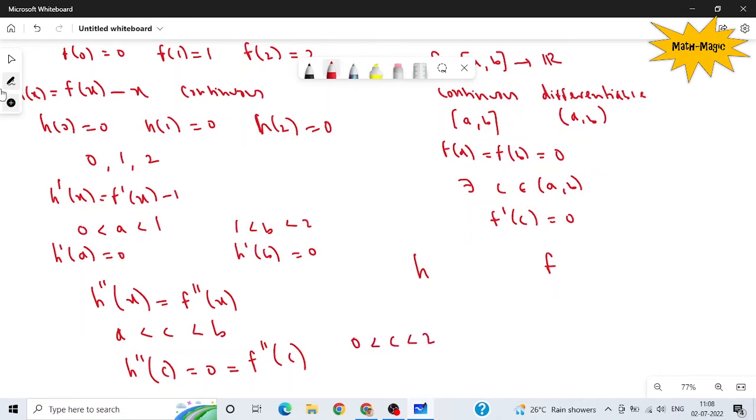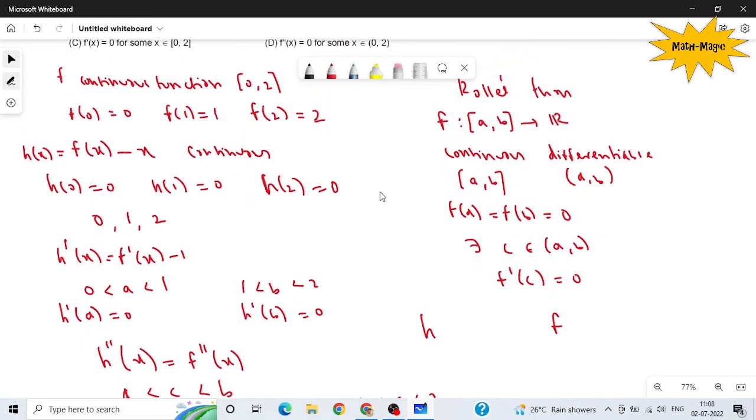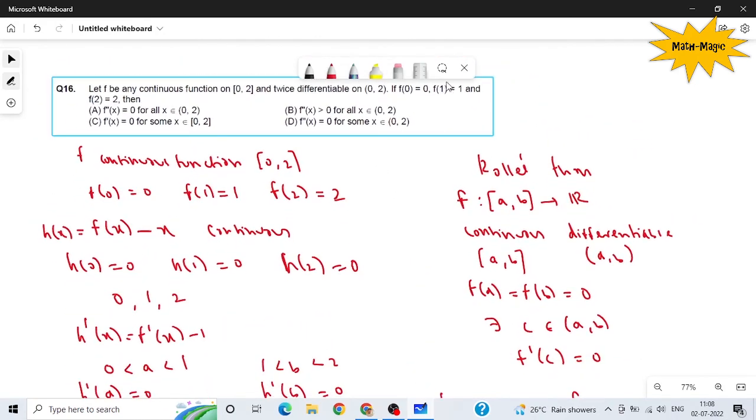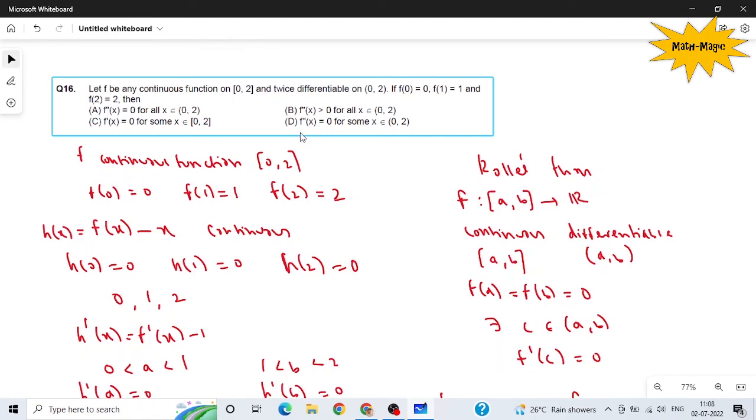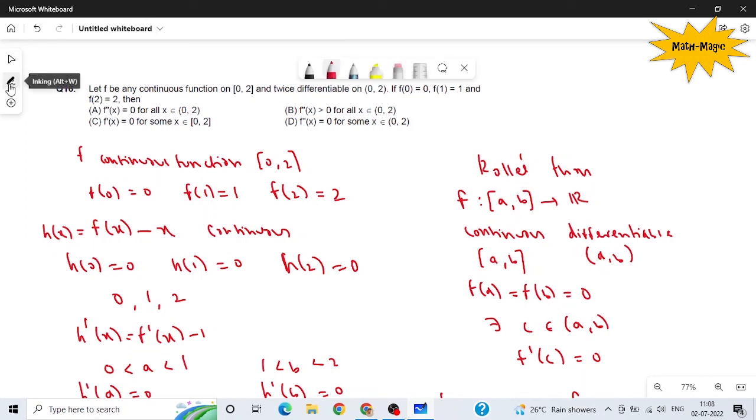Now let's see which option is correct. Option D is correct: f double dash of x is equal to 0 for some x in the open interval (0, 2). If you want to see why the other options are wrong, you can construct an example to check that.